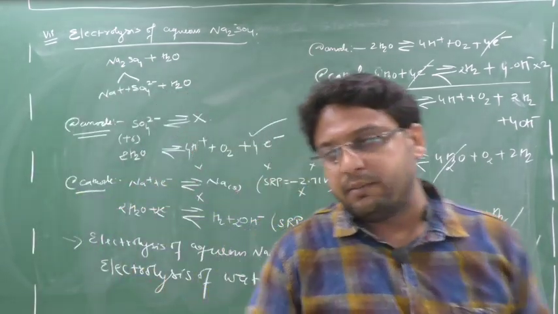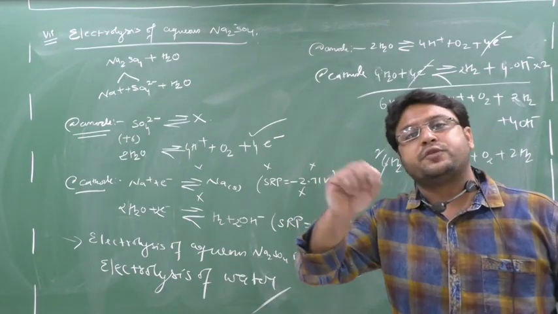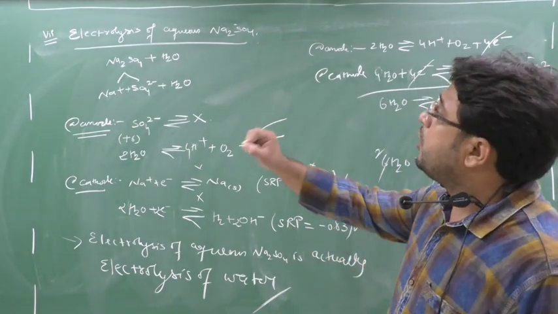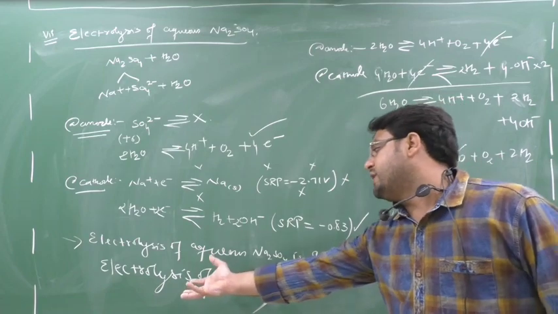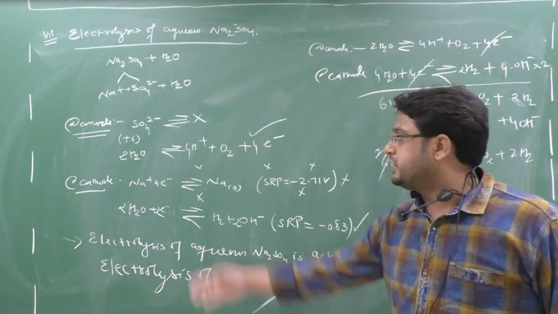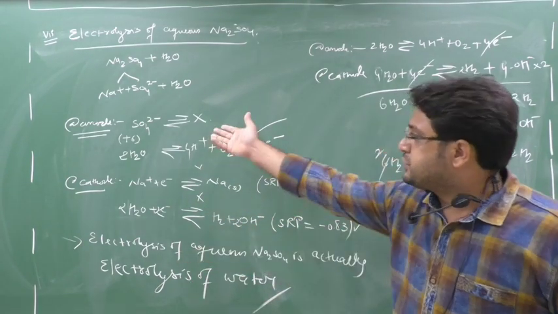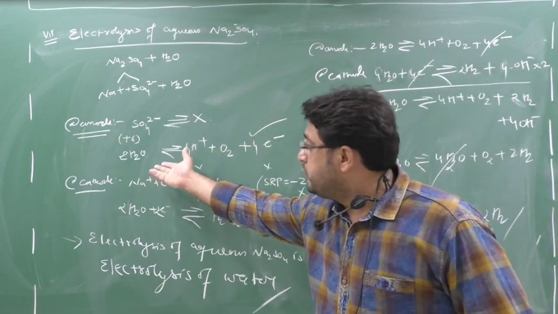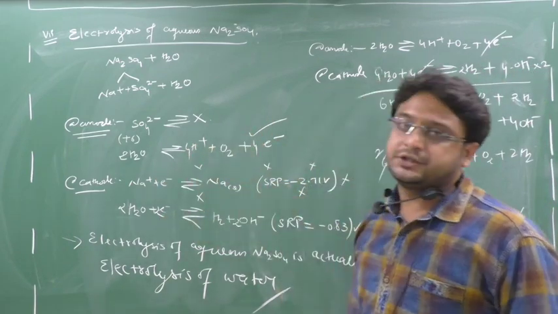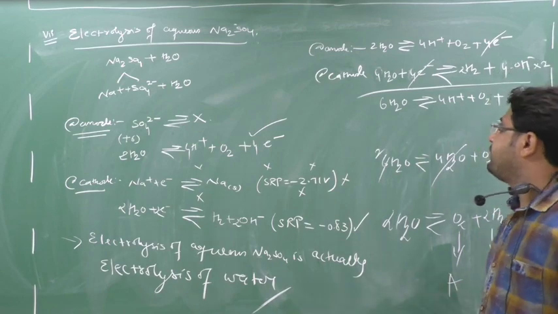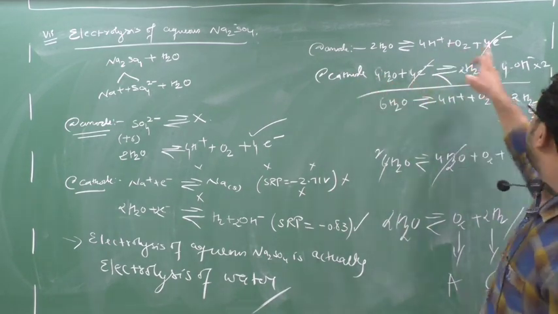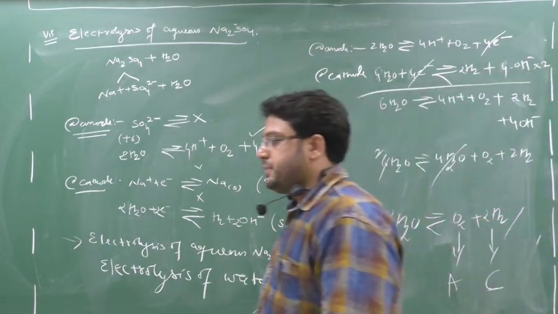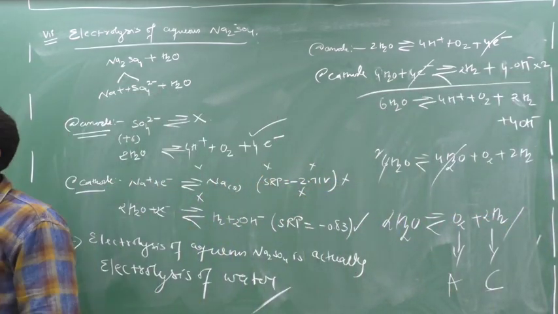They can ask you in a 1 mark or 2 mark question: electrolysis of aqueous Na2SO4 is actually electrolysis of what? It's actually electrolysis of water only, because at anode and at cathode, instead of SO4 2- and Na+, who is doing the reaction? Water is the only one doing the reaction. So what final product will be obtained? At anode, oxygen gas will be obtained, and at cathode, hydrogen gas will be obtained. Please remember this. They can ask you in the exam also.